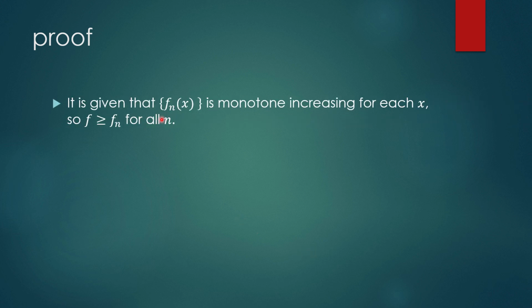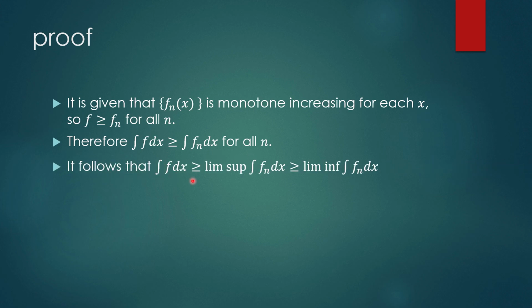It is given that fn(x) is monotone increasing for each x, and therefore the limit f will always be greater than or equal to fn for all n. So the integral of f dx will be greater than or equal to the integral of fn dx for all n. If you take the limit supremum on this side also, the inequality doesn't change. But the limit supremum is always greater than or equal to the limit infimum. So we have that the integral of f dx is greater than or equal to the limit supremum of the integral of fn dx. This is inequality number 2. So combining 1 and 2 we get the result.